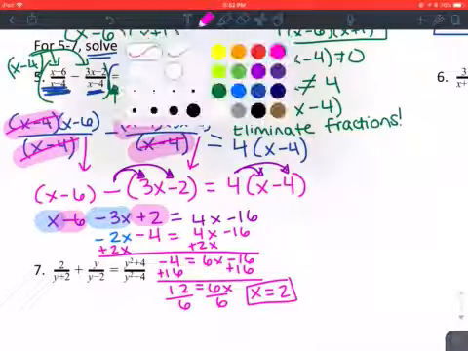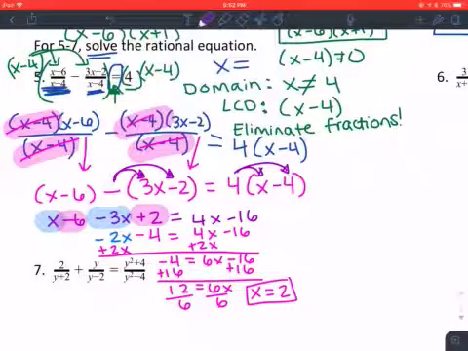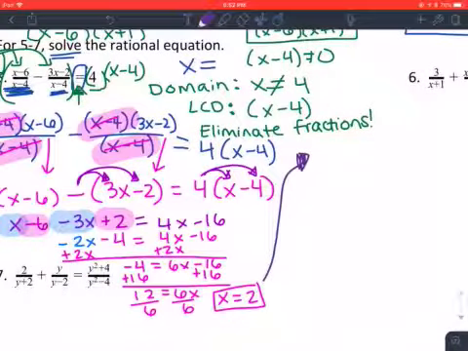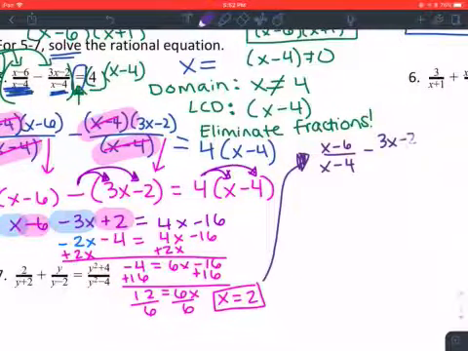Now the nice thing about solving, you'll always know if your answer is correct because you can always plug it into the original, which is exactly what we're going to do. I'm going to plug this in to my original function, x minus 6 over x minus 4 minus 3x minus 2 over x minus 4 equals 4. So everywhere I see an x, I'm going to plug in 2.